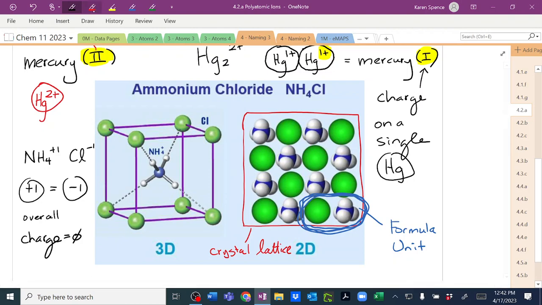So all of these are positive, positive, positive, positive, all the ammoniums. And then all our chlorides are negative, negative, negative, negative.